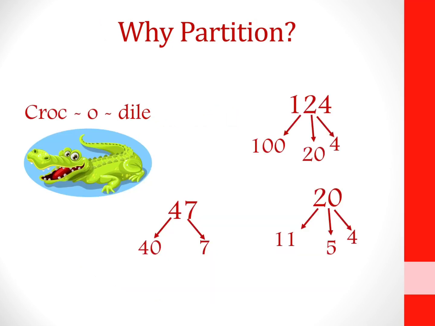With numbers, we teach our children to break the numbers down into smaller parts to make them easier to work with. Examples we have here are breaking the number 47 down into 4 tens, which is 40, and 7 ones, or the number 124 into 100, a 20 and a 4, or the number 20 into 11, a 5 and a 4. Partitioning gives children a different way of visualising maths problems and is very effective in enabling children to calculate sums mentally.